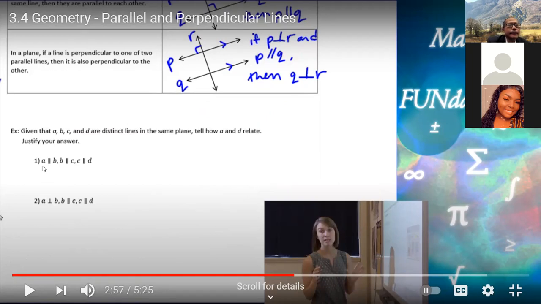And this is some example here. In this case, A is parallel to B, and then B is parallel to C, and then C is parallel to D. Then tell how A and D are related. Okay. So what is that? I think A is parallel to D.